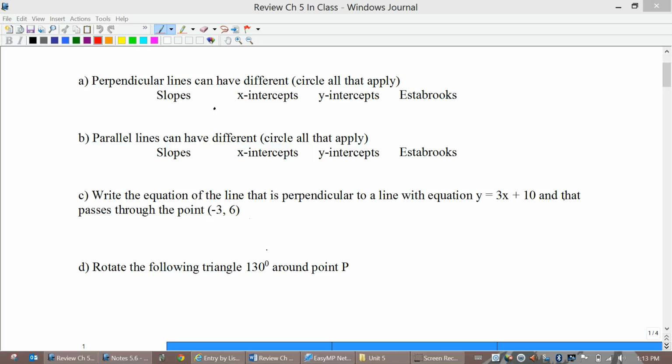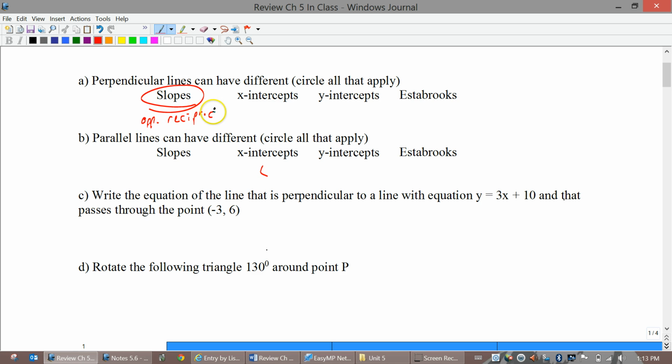All right. Perpendicular lines do have different slopes. Specifically, their slopes are opposite reciprocals. They can have different x-intercepts and different y-intercepts. They can't have the same ones. That makes no sense. Seriously, who would put that on a worksheet?